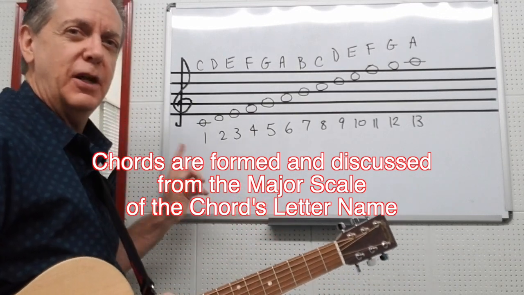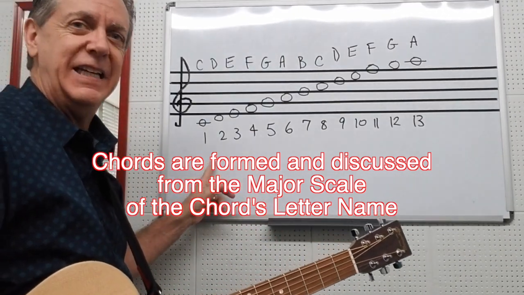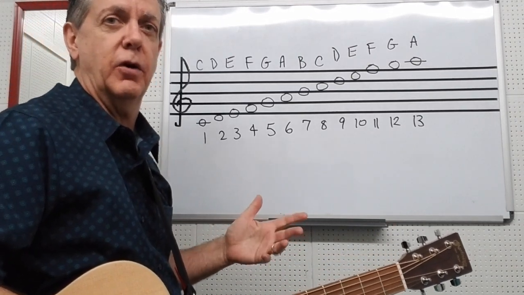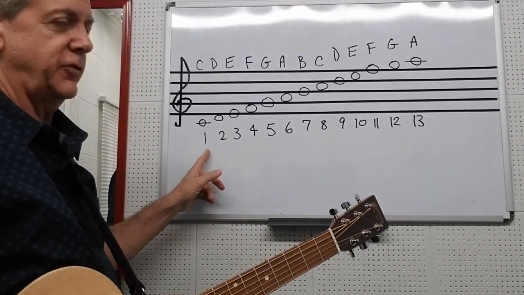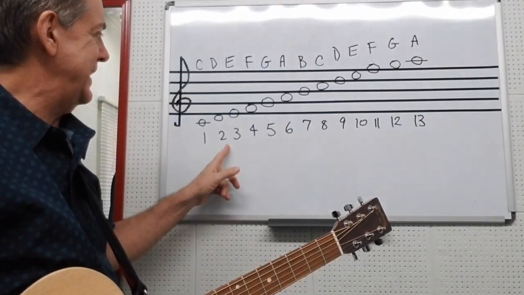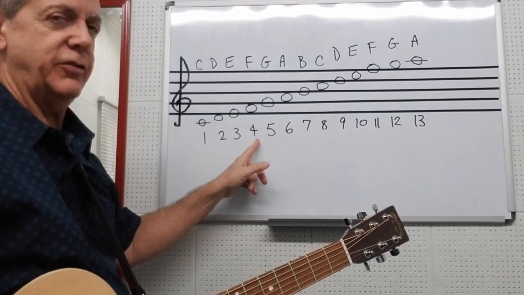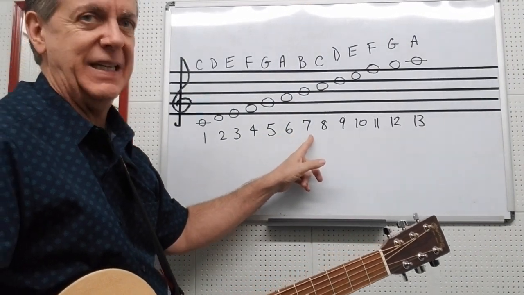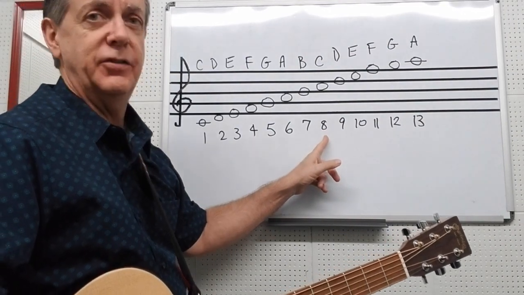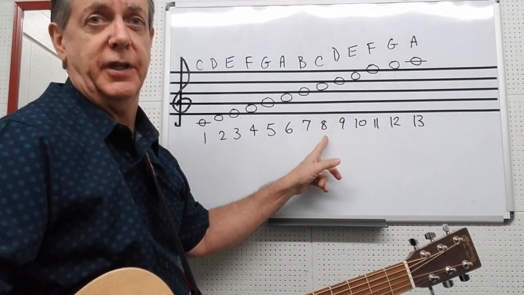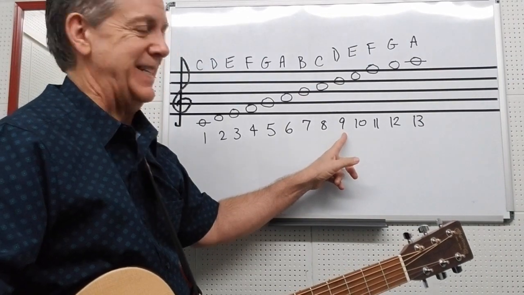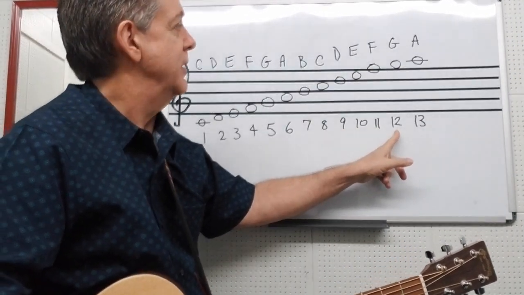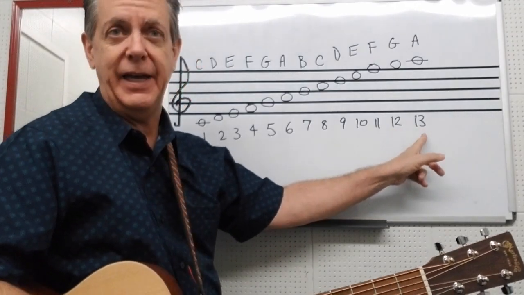I wrote out the numbers from 1 to 13 this time because those are the numbers that you might encounter with chords. 1 is C, 2 D, 3 E, 4 is F, 5 is G, 6 is A, 7 is B, 8 is C, and now we're just going to repeat ourselves again. 9 is D, 10 E, 11 F, 12 G, and 13 A.